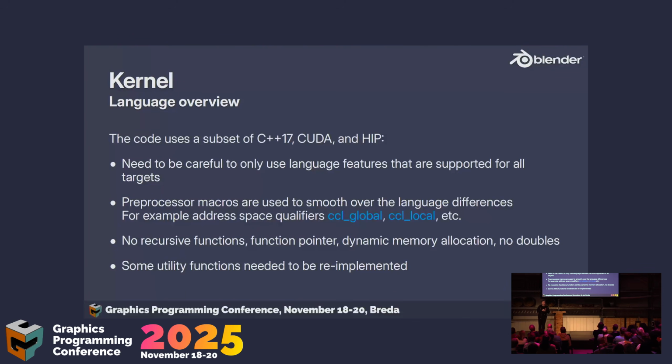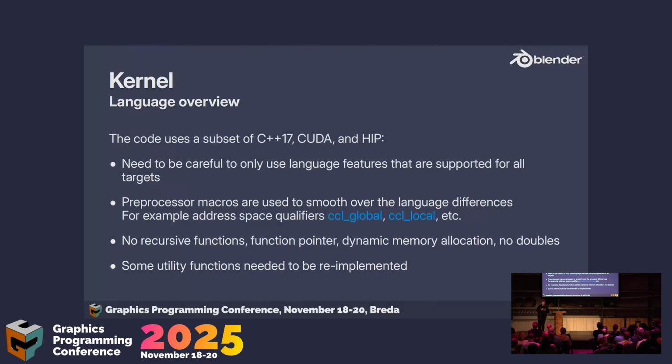For example, we have macros for memory qualifiers, like CCL global or CCL local, where a bit of interesting lore is that CCL stands for either Cycles or Cycles Compute Language. Well, choose whichever you want. Other restrictions: there are no recursive functions. You cannot have virtual functions in a class. You cannot do dynamic memory allocations. And you cannot use double precision floating point values, just because the performance on consumer-grade GPUs is not very great.